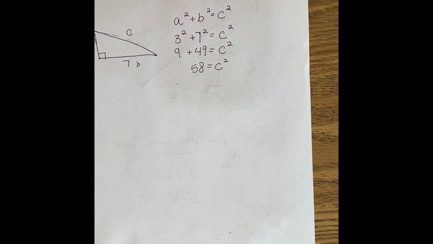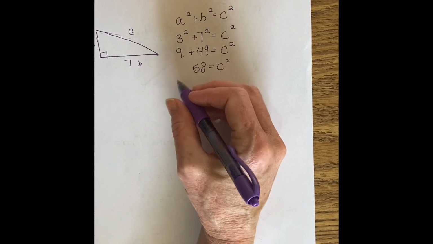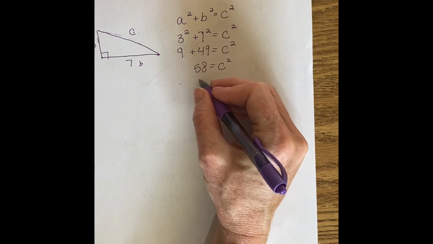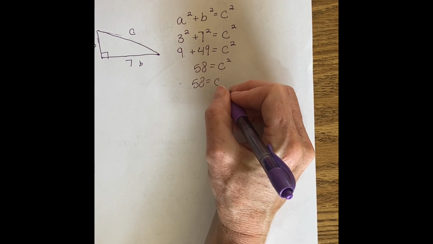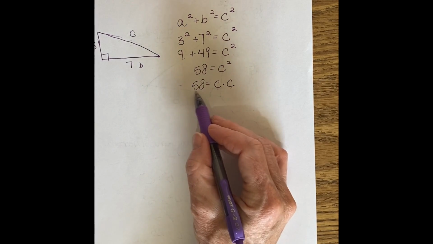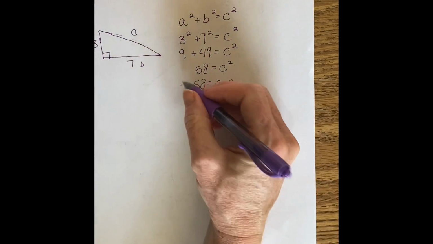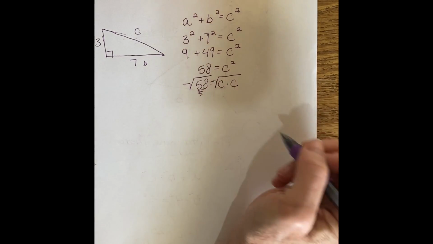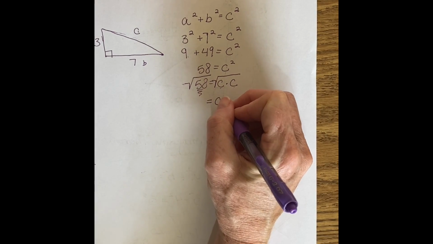Now, do I really want to know what C squared is? I do not. I don't want to know what C squared is. I want to know what C is. So how do I figure out what C is? Well, do you remember from our last assignment? If I want to know what C is, so remember 58 is C times C. What number times itself equals 58? Well, how do I figure that out? Well, I take the square root of 58, and the square root of C squared will give me C.